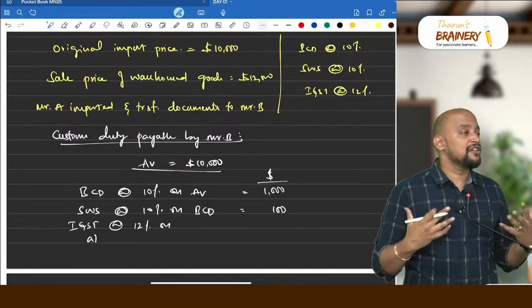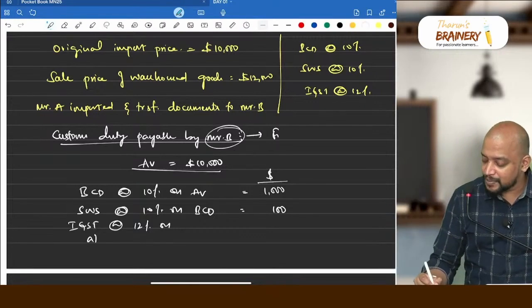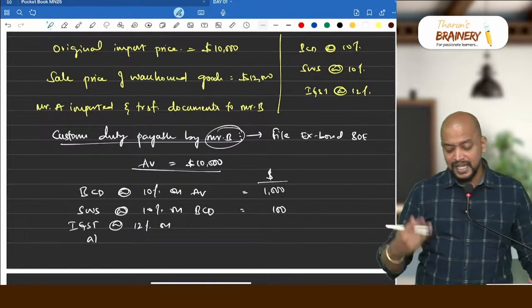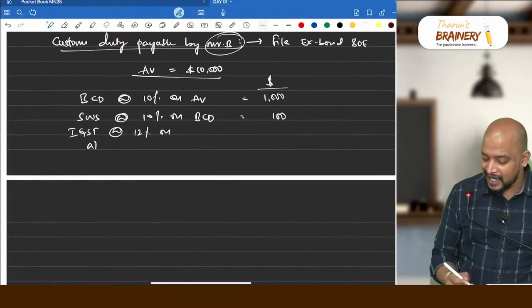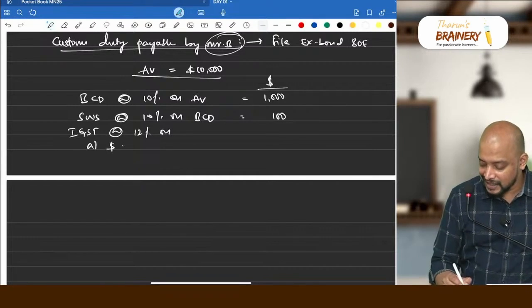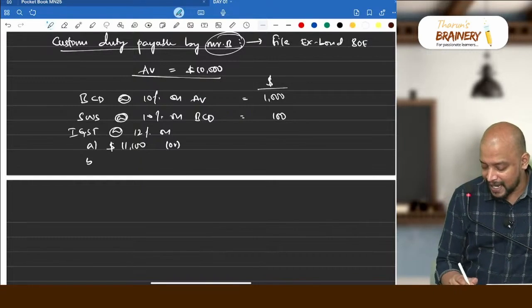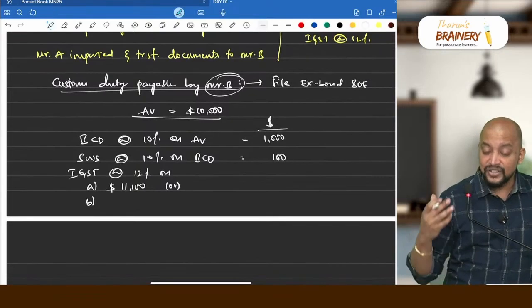Who will file the bill of entry, the ex-bond bill of entry? Definitely Mr. B will file the ex-bond bill of entry for home consumption. That's why he needs to do the computation. In that case, the regular way we need to take. What is the regular way? Assessable value plus basic customs duty plus social welfare surcharge, that comes to 10,000 plus 1,000 plus 100, that is 11,100 will be taken, or we need to compare it with IGST on the transaction value.